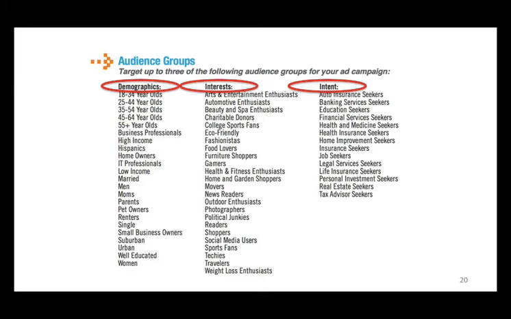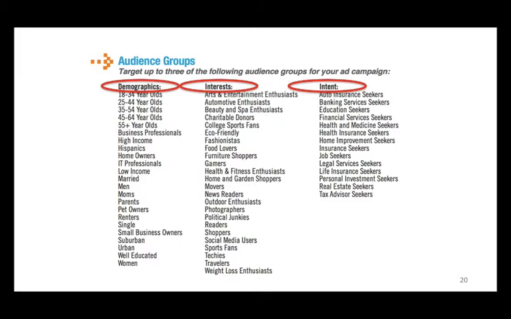Over here on intent, based on the sites that people are visiting, we can know, are they looking for auto insurance? Are they looking for banking services, education, financial services, health and medicine, right? You typically are not going to go visit an auto insurance site unless you are looking for auto insurance. Same with life insurance or tax advisory services. So you combine these three things: demographics, interest, and intent, and then you target all of those on a local basis within 15 miles of your business. I think you can see how powerful advertising digitally can become.